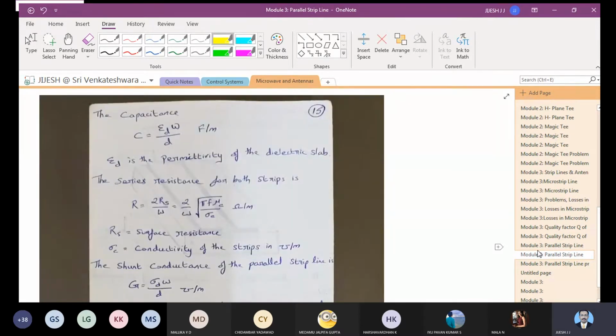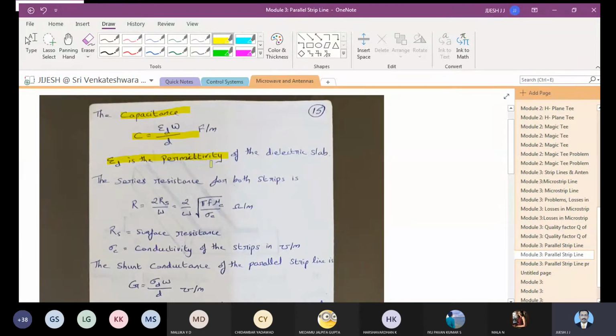The next thing we will be studying here is the capacitance of a parallel strip line, and to calculate the capacitance of a parallel strip line, we use the equation epsilon d W by d. The W and d, you know, are the width and the distance of the dielectric. So capacitance can be calculated by epsilon d W by d. It's epsilon suffix d, so epsilon d is the permittivity of the dielectric slab.